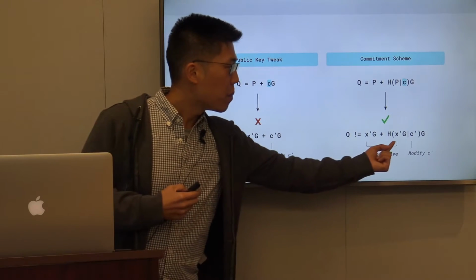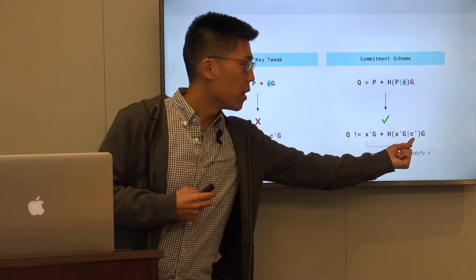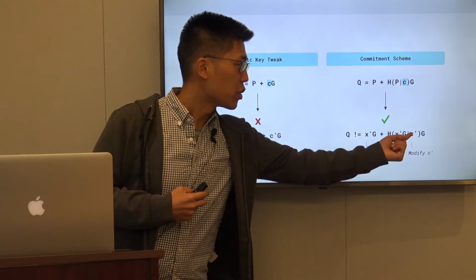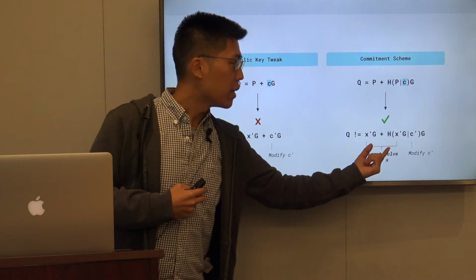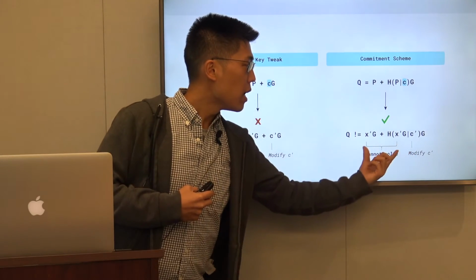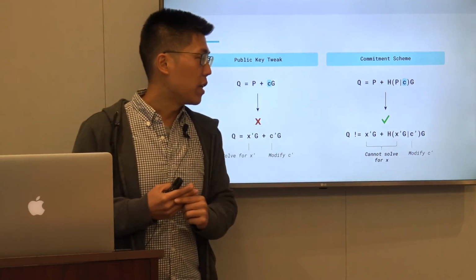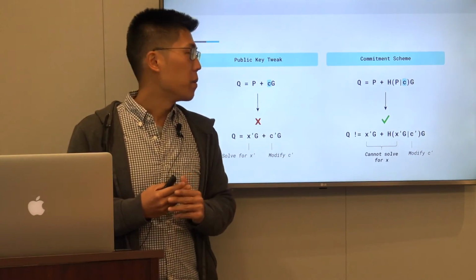Instead, if I have the public key point and the commitment value inside this hash expression, you can see in this equation here, if I change the commitment here, I cannot solve for a new private key, thereby making this a strong commitment scheme that we use.